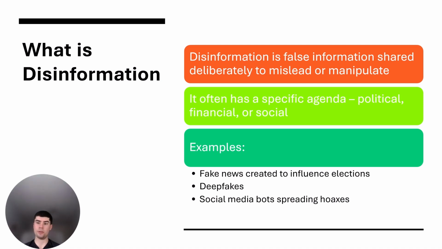On the other hand, disinformation is quite different. This is false information too, but it's created and shared on purpose with the goal of misleading or manipulating others. It often serves a particular agenda, like influencing an election, making money, or spreading fear. Some examples include fake news articles created to manipulate voters, deepfake videos meant to damage someone's reputation, or coordinated social media bots that spread hoaxes to create confusion.